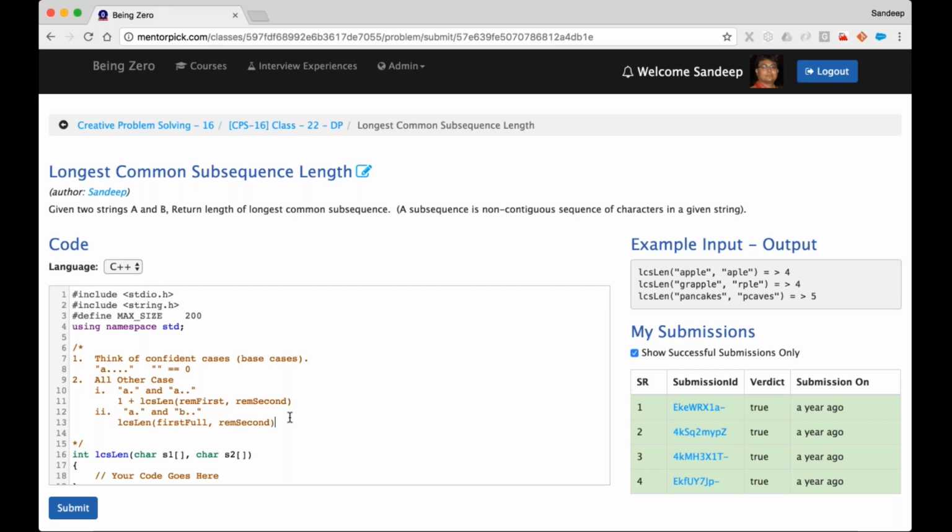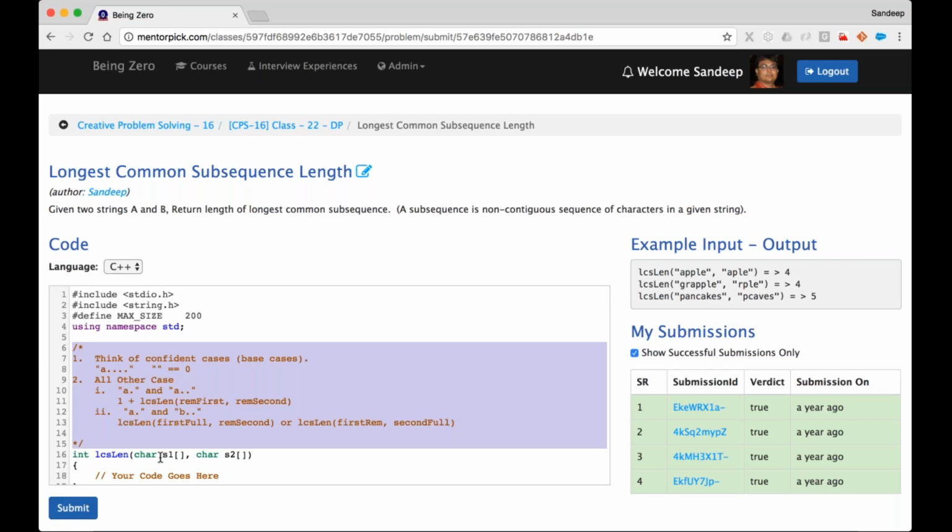So this is one possibility, and the second possibility is that after A there might have been B, because that is also a possibility. So what we say is this, or the LCS length of first remaining and second full, because we should consider that case where we are searching for this full string in the first string, because the current character we can discard. So first full with second remaining, and second full with first remaining. This is going to be our strategy. Next we will go and convert this strategy into code.